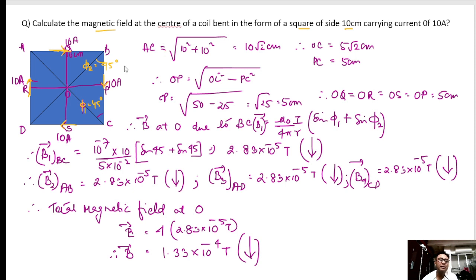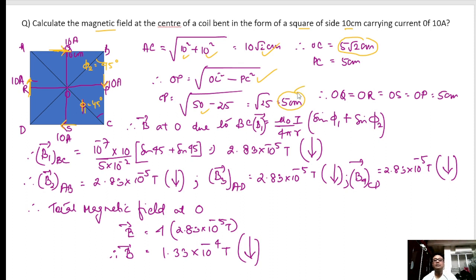So let us first calculate AC. AC will be the square root of AB square plus BC square, which is 10 root 2. So what is OC? OC is half of 10 root 2, which is 5 root 2. And what will be OP? OP is the square root of OC square minus PC square. So we can calculate it and we are getting 5 centimeters. So OP is 5 centimeters. Clear?